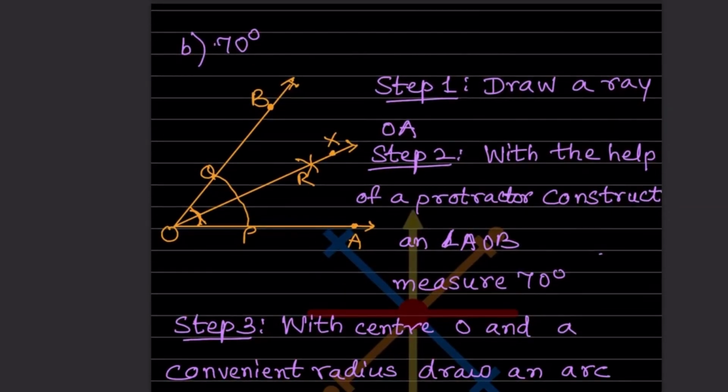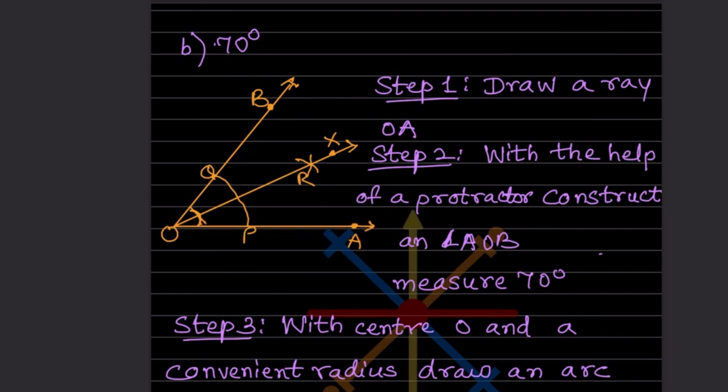Next one, same here. That was a 50 degree angle and this is for 70 degrees. So now draw a ray OA. Why do we say ray? There is a point over here and an arrow over here. So we say OA. You can name it anything; I just put it as OA.